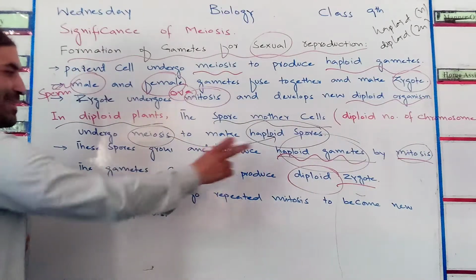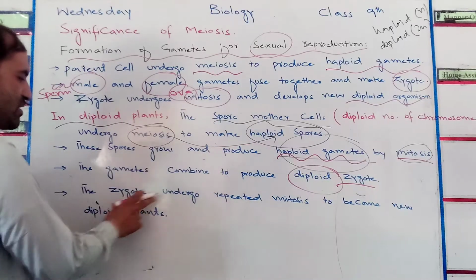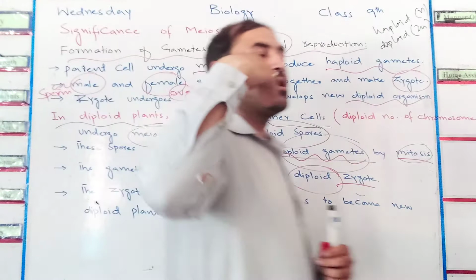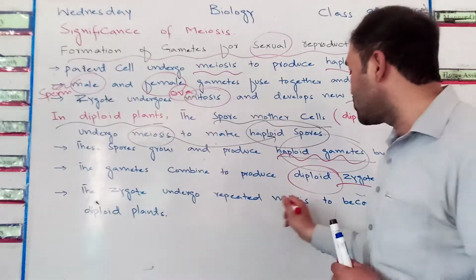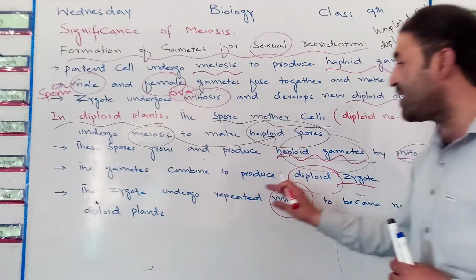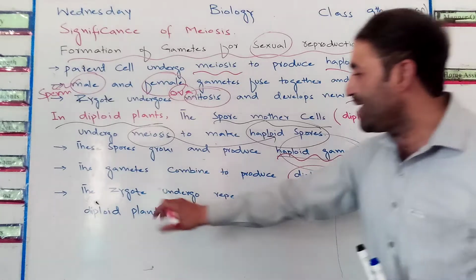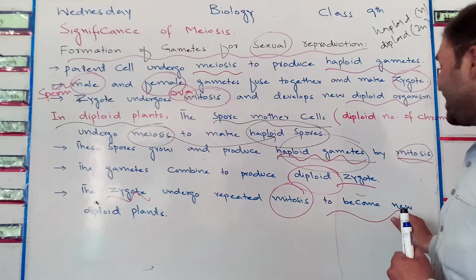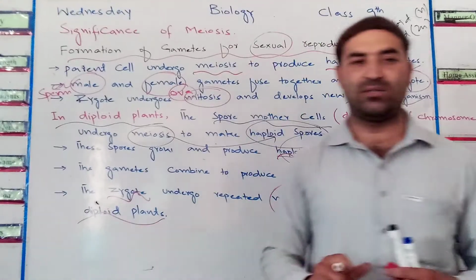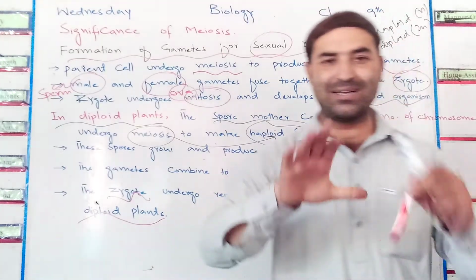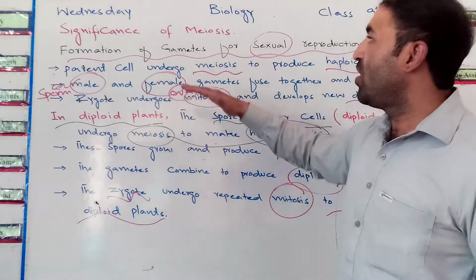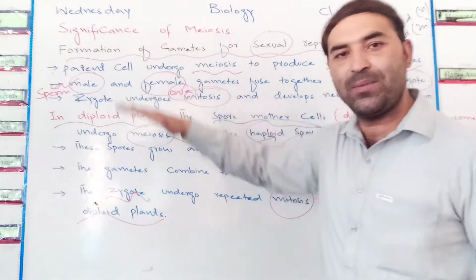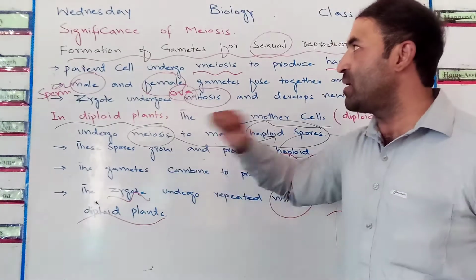And then after the formation of this zygote, it will undergo the process of mitosis many times. Means that mitosis will occur in this zygote many times and it will ultimately produce a diploid plant. So this is basically, dear students, the whole process of formation of gametes for sexual reproduction both in animals as well as in plants.